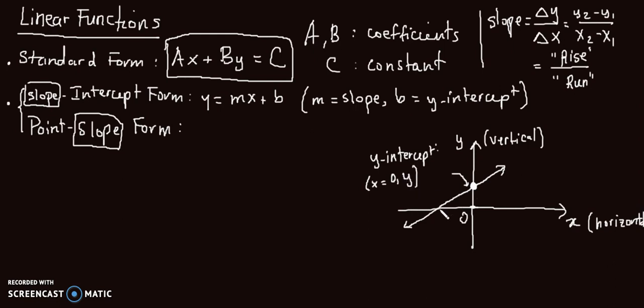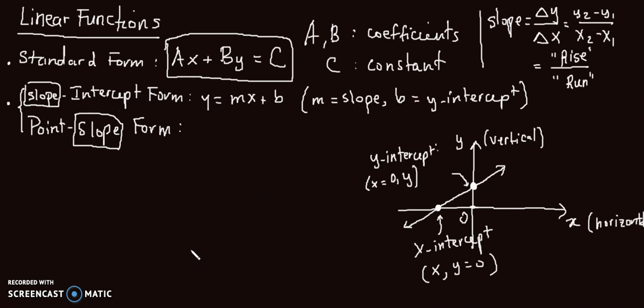The same thing here. This line cuts the OX at this point, so this would be called the x-intercept. At this point we would have the x value, and y would be equal to 0. So you need to remember this very well. The slope-intercept form would be y equal to mx plus b.